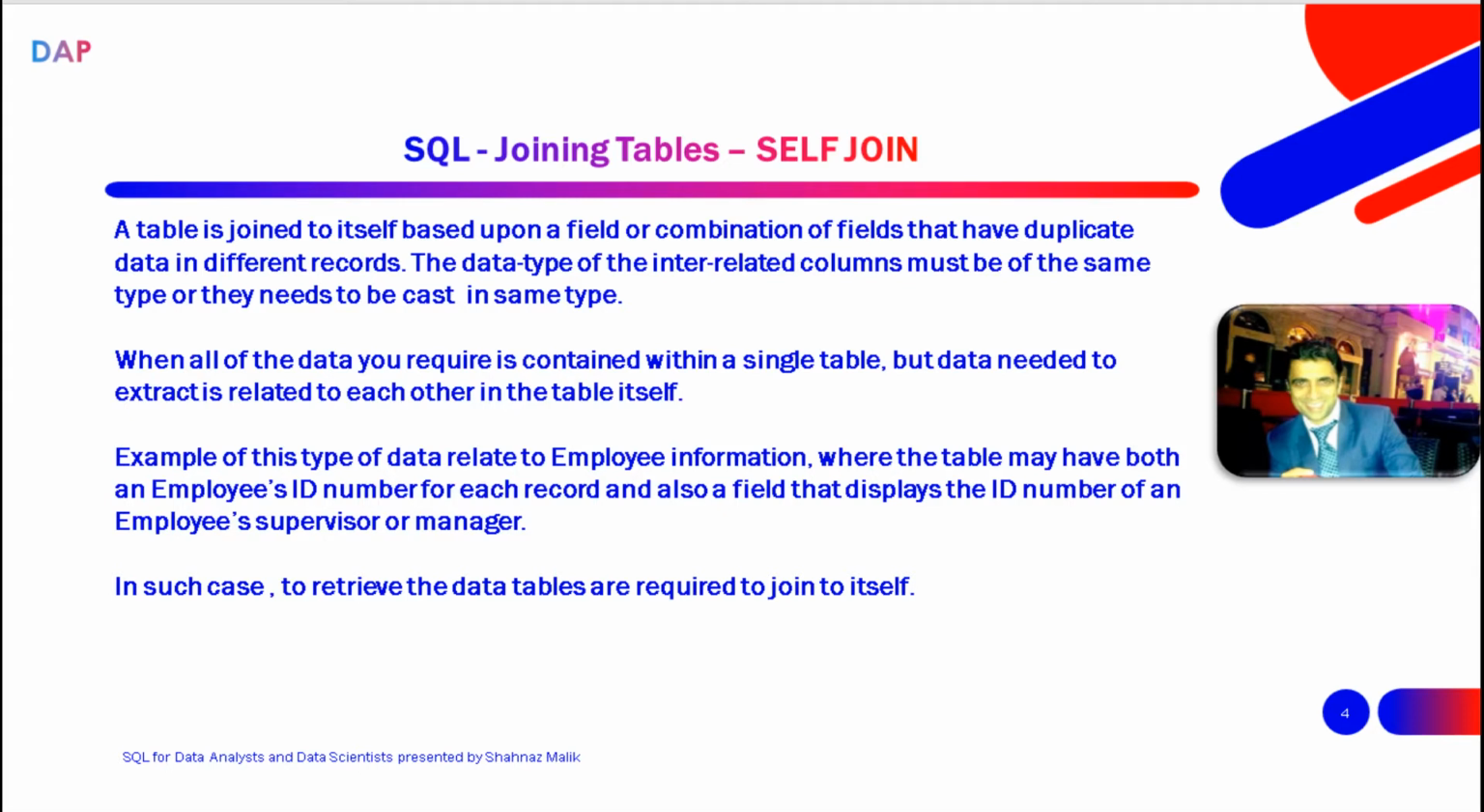An example of this type of data is employee information, where the table may have both an employee's ID number for each record and also a field that displays the ID number of an employee's supervisor, manager, or a reporting person. In such a case, to retrieve the data, the table is required to join to itself. When you have such a condition, we need to join the table to itself, and that's where the self join comes into play.